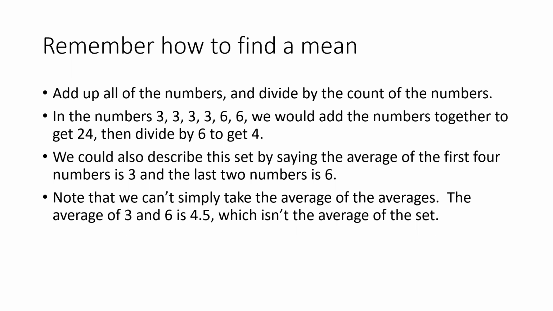So in the numbers, look at the second bullet point there. We have 6 numbers: 3, 3, 3, 3, 6 and 6. You would add the numbers together. So 3 plus 3 is 6, plus 3 is 9, plus 3 is 12, plus 6 is 18, plus 6 is 24. You add the numbers to get 24. You divide it by the count of the numbers. There's 6 of them. So 24 divided by 6 equals 4, right?